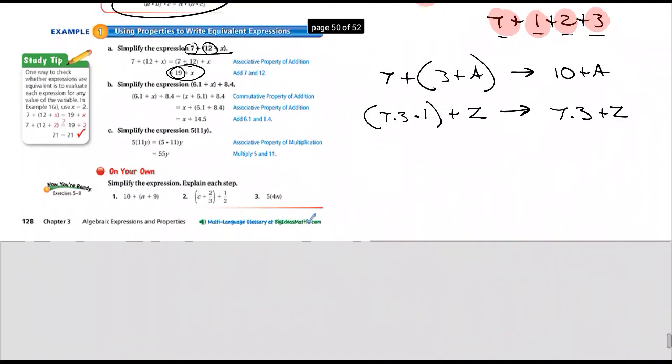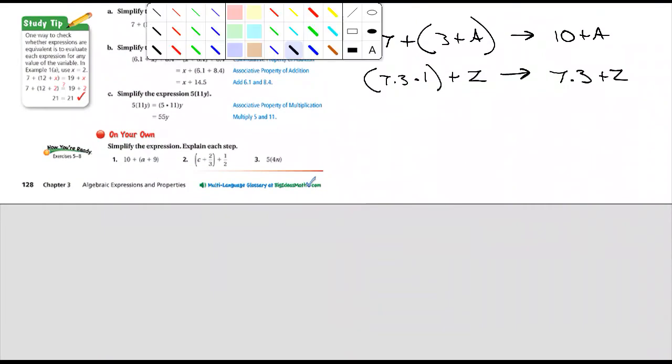Let's look at the example they give here. It says on your own, simplify the expression. I'm looking at number 1 here. 10 plus a plus 9. And they have a grouping symbol around the a and the 9, which almost looks the same. I got to work on my a's. So let me pull a stick here. Miss Harley, simplify that expression for me. That's 10 plus, and then in parentheses, a plus 9.